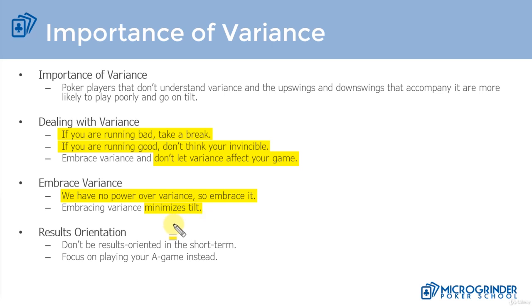So remember, do not be result oriented. When I say result oriented, in the short run, don't look at the outcome of your hands, but look at how you played them and whether you played them properly or not. If you played them properly, then in the long run, they're going to be profitable. In the short term, if you lost with pocket aces because your opponent got lucky, good for him. But in the long run, if you played against him 2,000 times, you're going to win a boatload of money against him. So rather than being results oriented, focus on your A game instead.